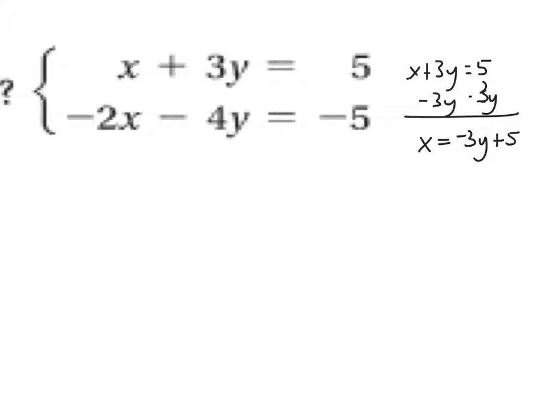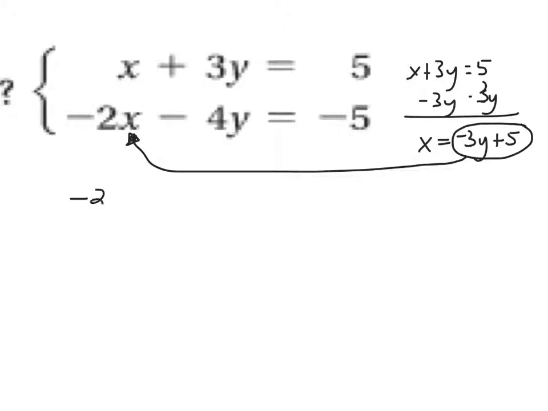Okay, now, since I used the top equation to get x by itself, I'm going to take this and put it in the bottom equation for the x. So this is going to be negative 2, and instead of an x, it's going to be negative 3y plus 5, and then minus 4y equals negative 5. Notice again, this equation is the same as this one, except instead of the x, I substituted that in.